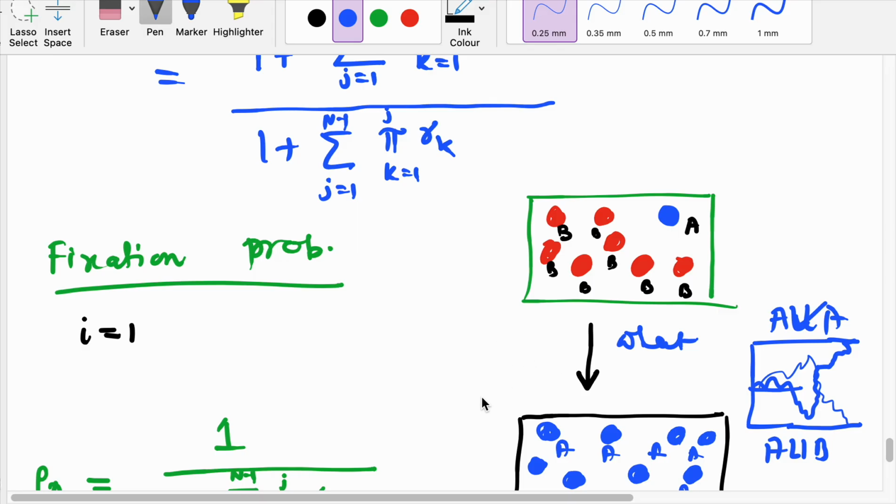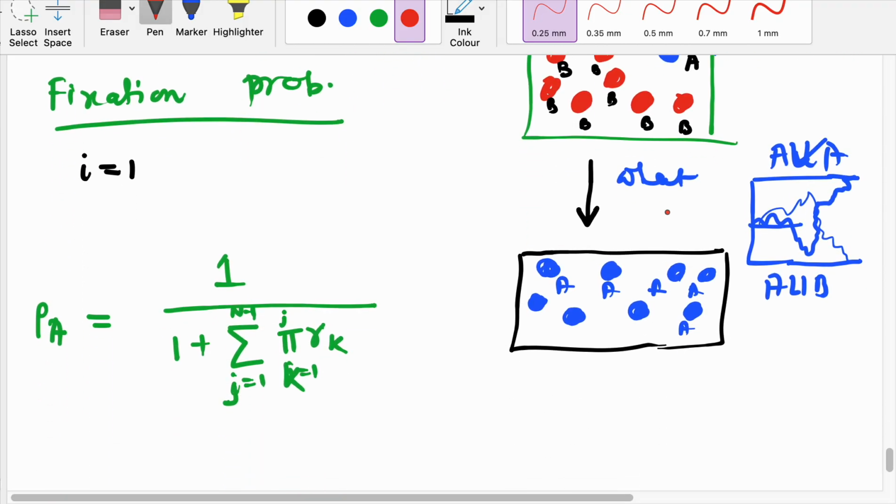I am saying that if two fitnesses are the same, and all of a sudden by some mutation some A type individual came, what is the probability? It may also happen that this population will go all red type, that A actually dies. This may also happen, but I am asking what is the probability of that? This is called the fixation probability of A, because A is actually fixed in the whole population.